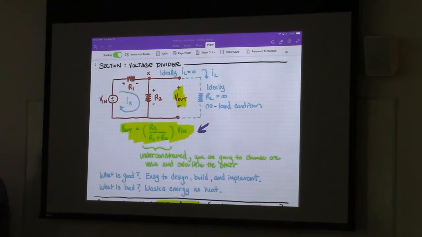And we know that this is an under-constrained problem, and what that means is that there are lots of different solutions that can fill the void there. If we wanted to get a 50% step down, we could use essentially any two values that are the same, right? 100 and 100, 200 and 200, 1,000 and 1,000, whatever.